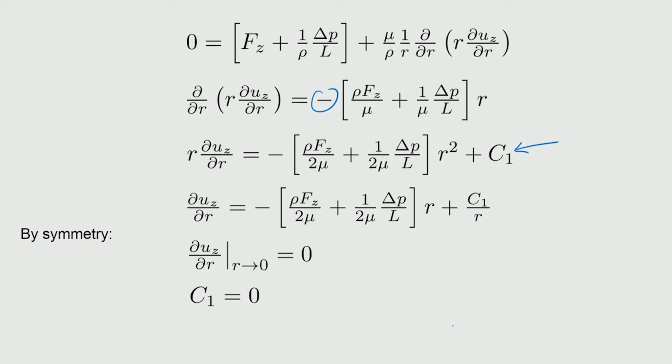Another way to say it is, because of the symmetry, we want the velocity profile to have symmetry along the diameter. Which means that at r equal to 0, the slope of the velocity profile in the r direction will be 0. So, again this term should be 0, because if this is 0 at r equal to 0, then this must also be 0. Okay. So, either way we are arriving at the conclusion that C1 is 0.